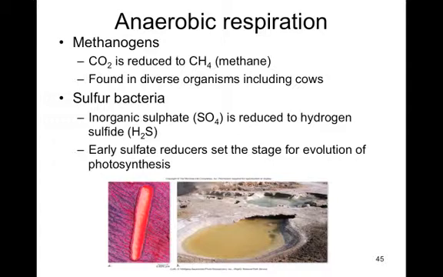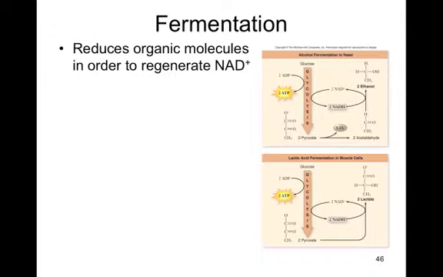Sulfur bacteria use inorganic sulfate as the final electron acceptor, and it's reduced to hydrogen sulfide. This is where we get all the sulfur in these sulfur hot springs. These are the early bacteria that set the stage for evolution of photosynthesis itself. We'll discuss that further in another chapter.